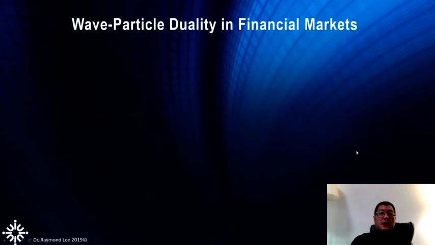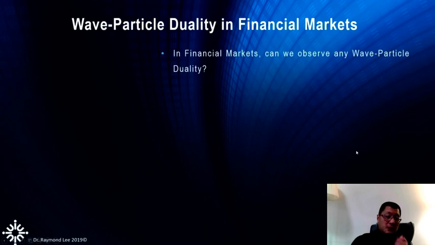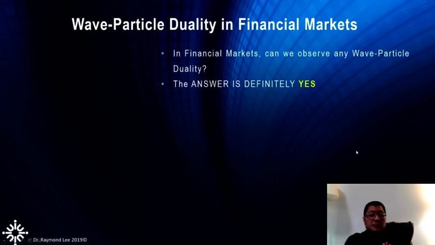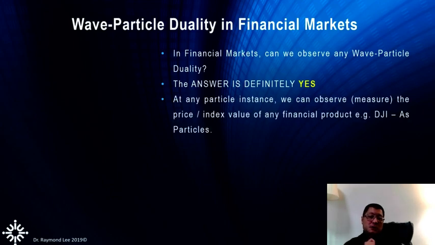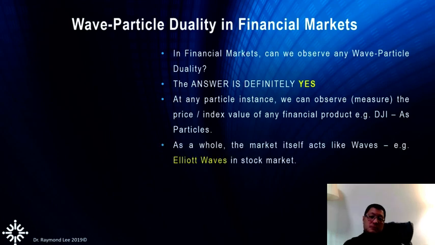So the way particle-wave duality exists in the financial market, I can tell you. In the financial market, we can observe this wave-particle duality. How? Any particle instant, we can observe and measure the price index, say for example, the Dow Jones or the Hang Seng or anything. So as a whole, the market itself also acts like a wave.